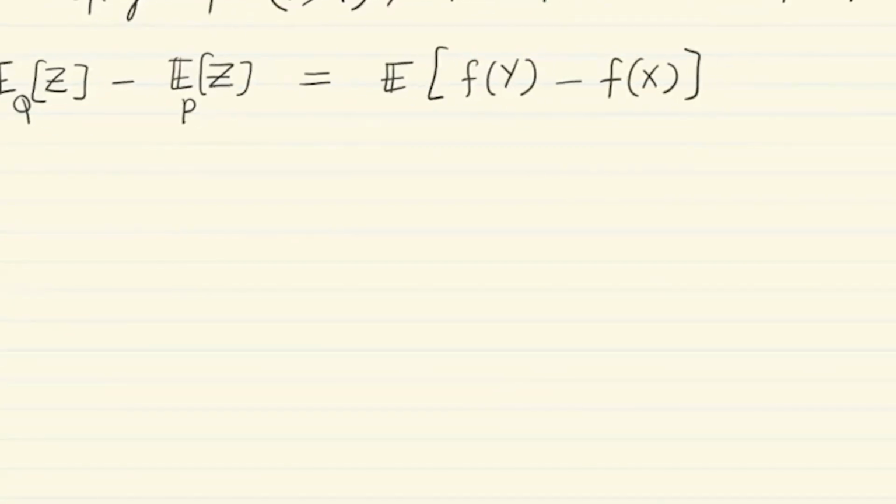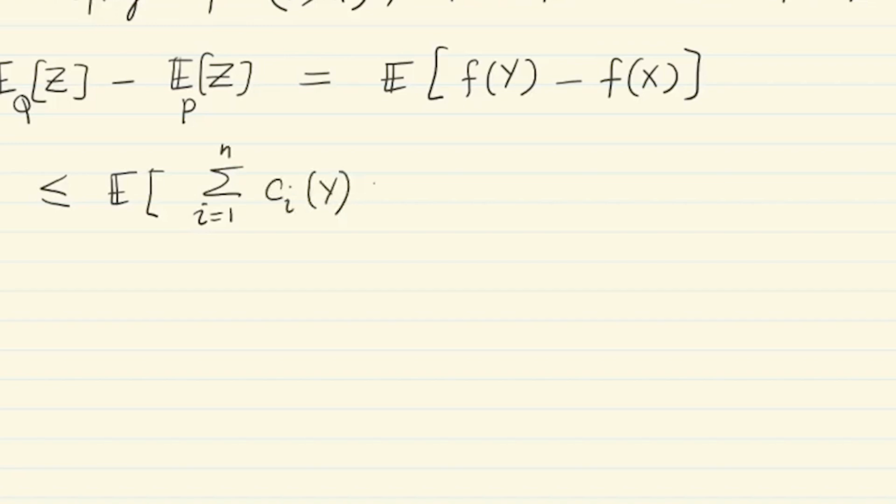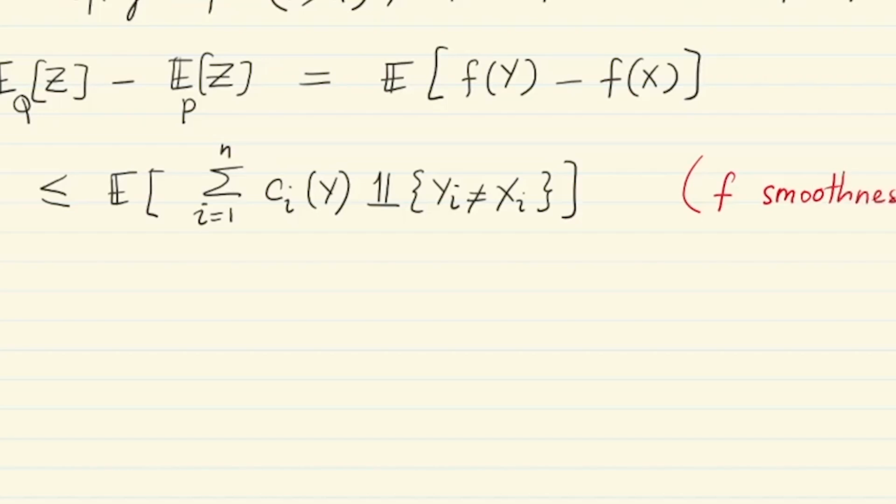Okay. Now once we have f of y minus f of x together, we can invoke the beyond bounded differences kind of property, or the smoothness property for f in terms of the Hamming distance, to say that this is upper bounded by the sum of ci of y into indicator yi not equal to xi. So this is by the f smoothness property, which is also the equation star that we wrote earlier.